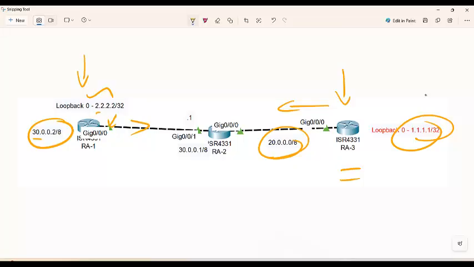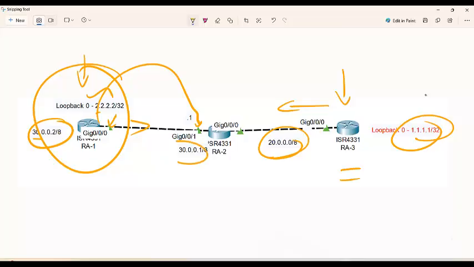So a stub router is one where all the unknown networks are in one direction. Yes, if you have only one direction, it means you will have only one gateway. So for this router to reach all unknown networks, this is the only hope. You have to send it here only. There is no other option. There is only one gateway.